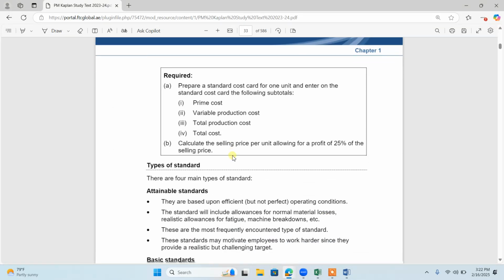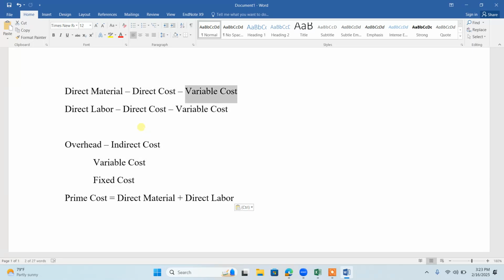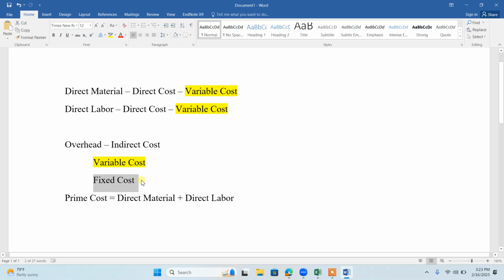Come to the second requirement. The second requirement is to calculate the variable production cost. Now, my dear, what I told you that these are the three components. You can see that these two are variable. In overhead, some portion is variable while some portion is fixed. So in the question, the second requirement is asking only to calculate the variable cost, so we are not considering the fixed cost.